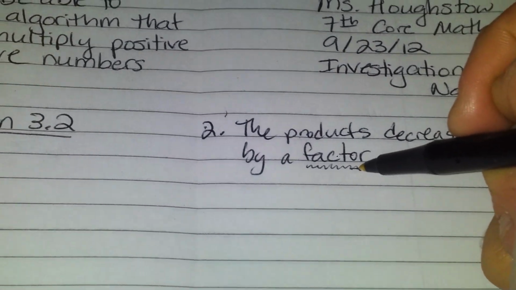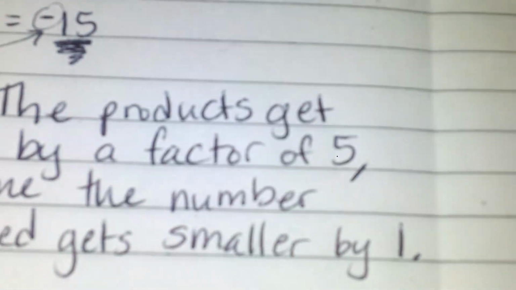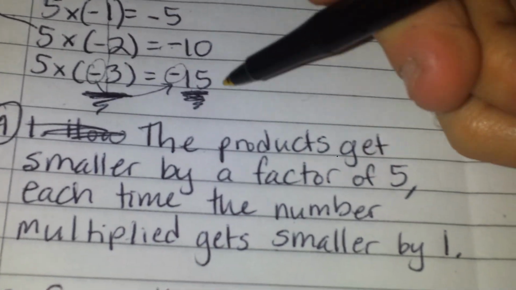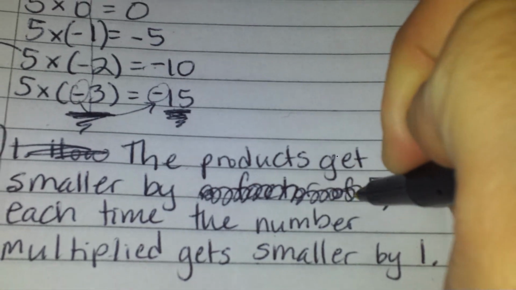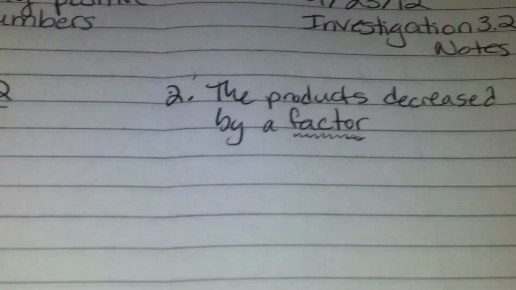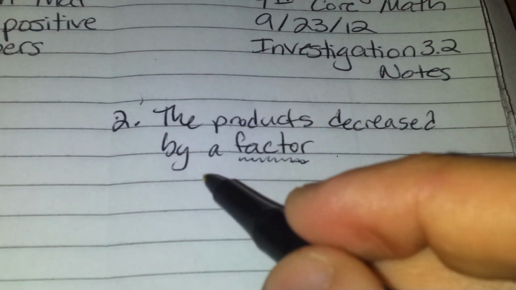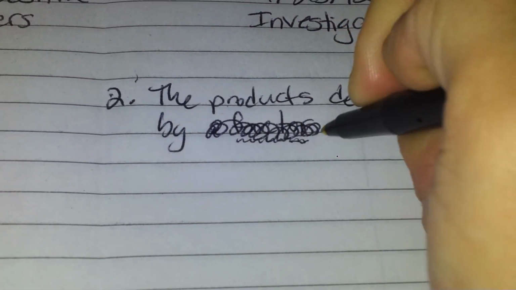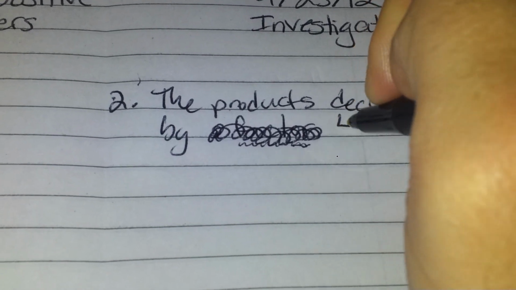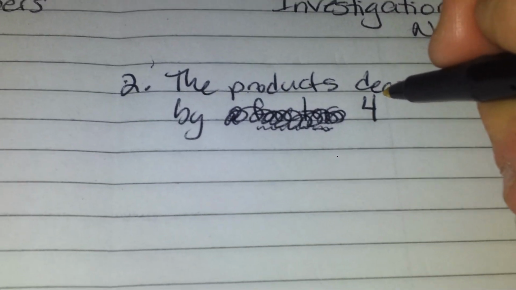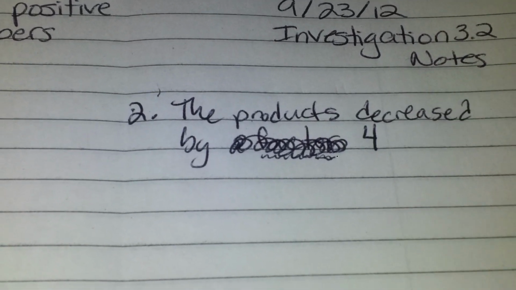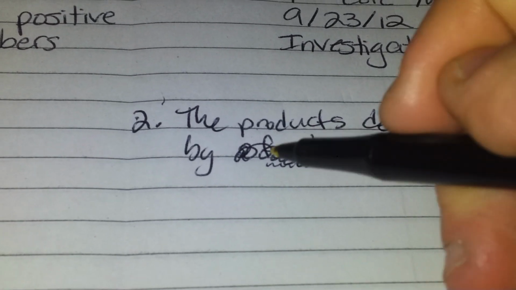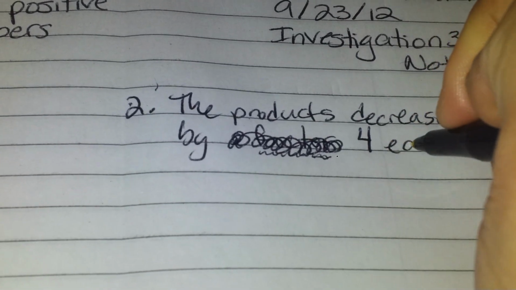So, oh, you know what? Since we're not multiplying, they actually just got smaller by 4. We don't have to introduce that complex vocabulary. The products decreased by 4. It just got smaller by 4. If we say by a factor of 4, that would mean we were dividing by 4. So we got to make sure we're using careful vocabulary. That was my mistake. The products decreased by 4 each time.